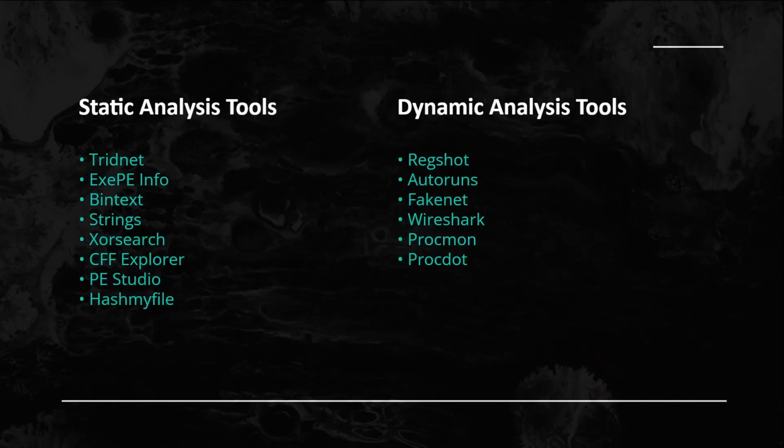Here are some tools for malware analysis, both static analysis tools and dynamic analysis tools. TrID is a file identifier that analyzes a file's binary signature to determine its type. ExeInfoPE, a tool for analyzing Windows PE or portable executable files. It provides information about the compiler used, the packer or protector applied, and other file attributes.